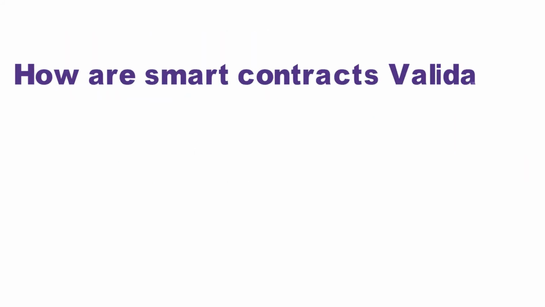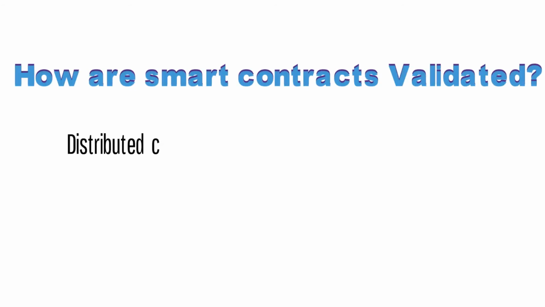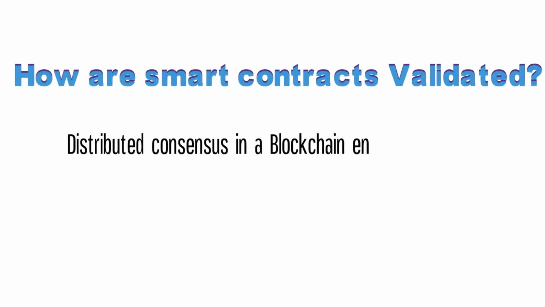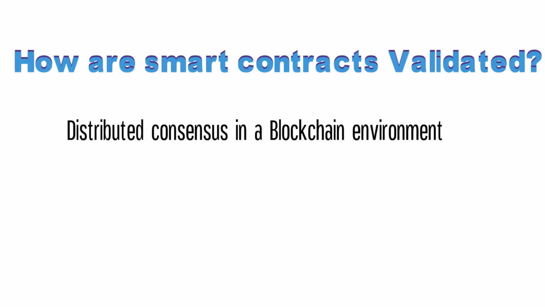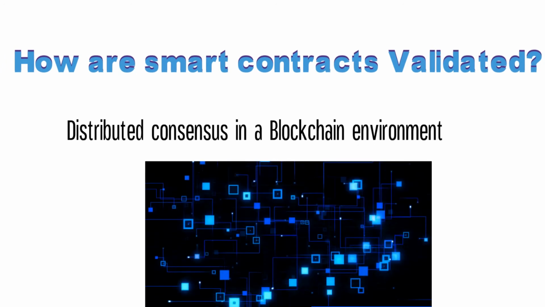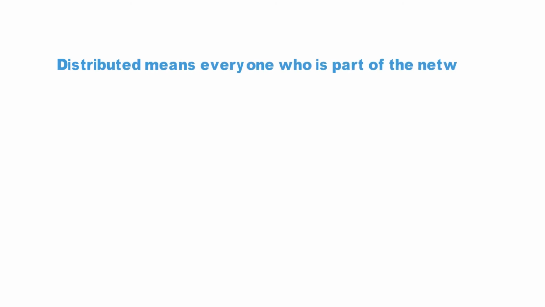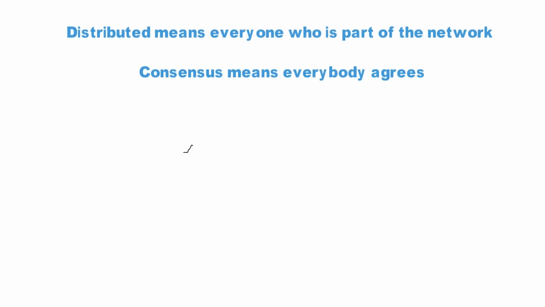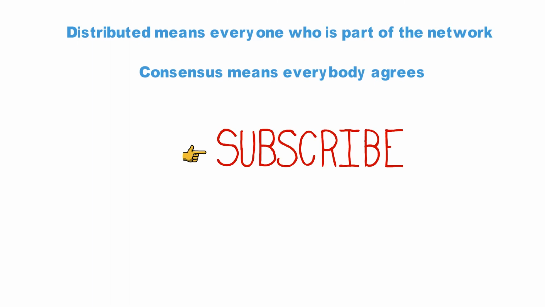How are smart contracts validated? Smart contracts are also validated by a distributed consensus on a blockchain environment. Distributed means that everyone part of the network who witnesses the smart contract being executed must agree or reach a consensus with what is happening and simultaneously copy the execution in his or her copy of the block.